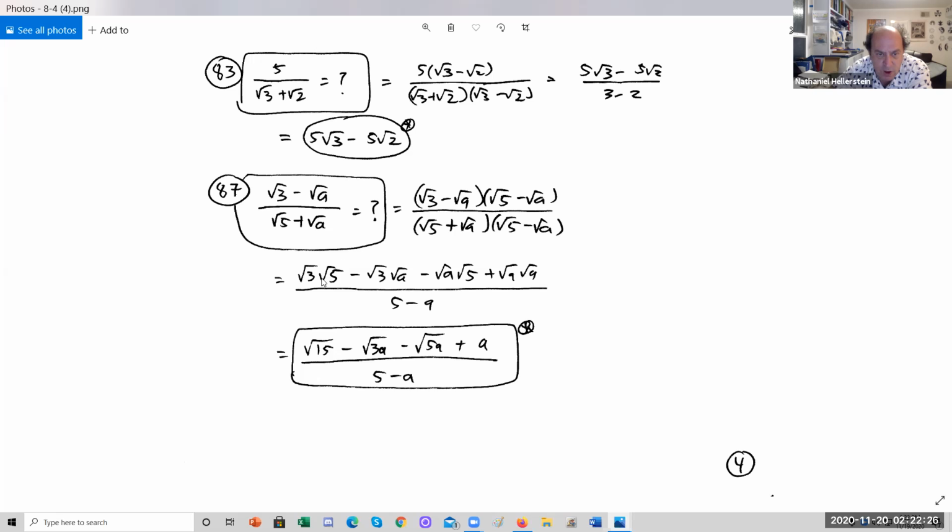First, root 3 root 5 is root 15. Outer, root 3 times minus root a is minus root 3a. Inner, minus root a times root 5, that's minus root 5a. And then last, minus root a times minus root a is root a squared, which is a. So root 15 minus root 3a minus root 5a plus a all over 5 minus a.